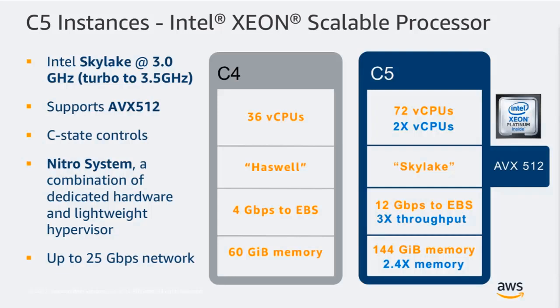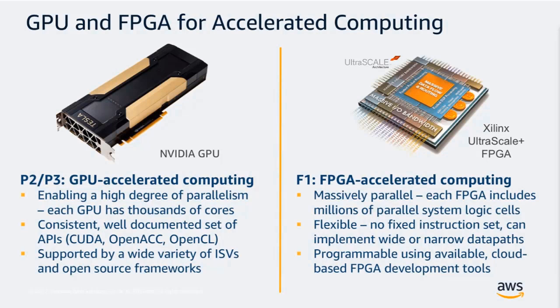As mentioned in the previous slide, the C5 has the Nitro system and 25 gigabit network connectivity. The C5 instance will enable many HPC applications to run and scale on AWS. For accelerated computing, we have our P2, P3, and F1 instances.